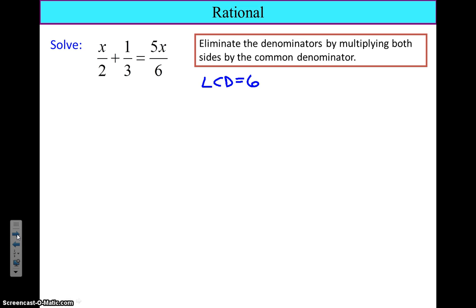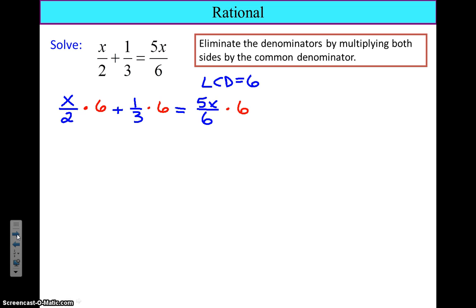What we are going to do is take each of our fractions, so we'll start with x divided by 2, and I'm going to multiply it by the LCD of 6. And then I'm going to take my next fraction, which is that 1/3. So I have the plus 1/3 for my equation, and I'm going to multiply that by 6 as well. And then I've got equals 5x over 6, and I'm going to multiply that fraction by 6. And so you can see we are taking each of our terms and multiplying it by the LCD that we came up with, which was 6. What that's going to allow us to do is get rid of the fractions.